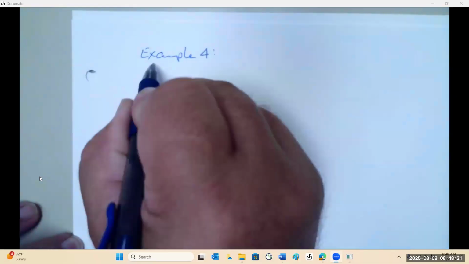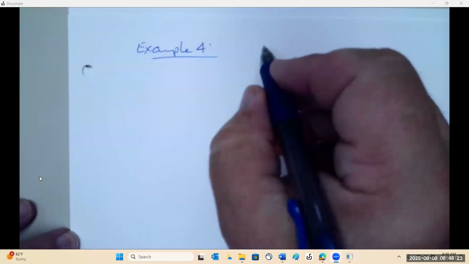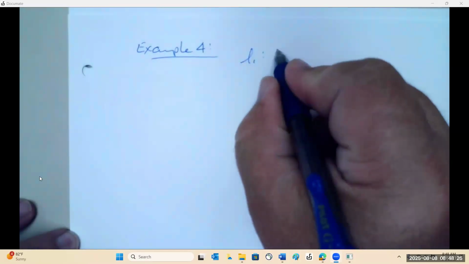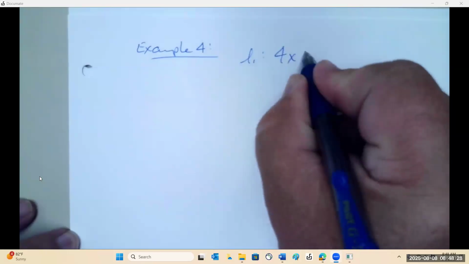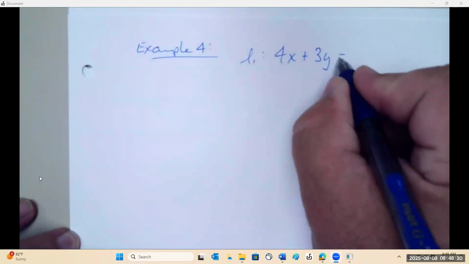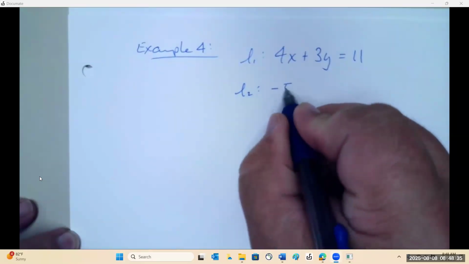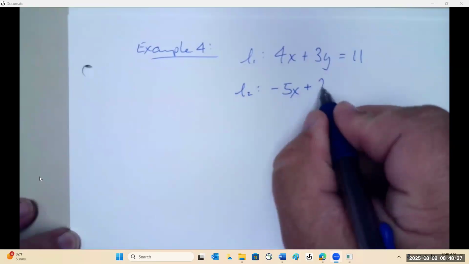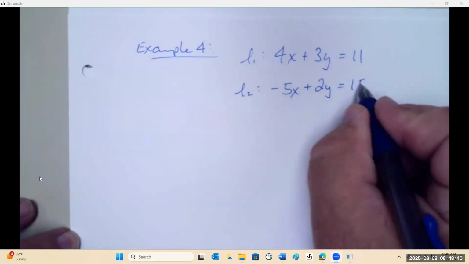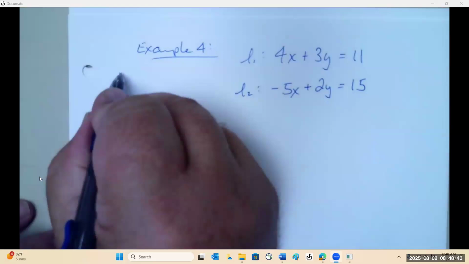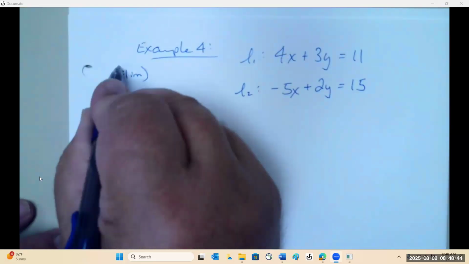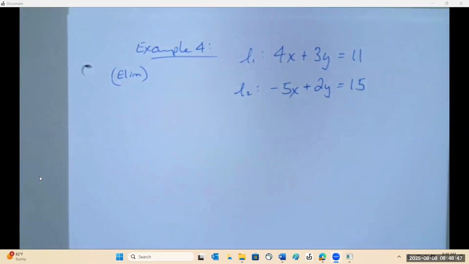All right, let's do example 4. Let's use the elimination method for this one. Line 1 is 4x plus 3y equals 11. Line 2 is -5x plus 2y equals 15. We're using elimination. So go ahead, work it out.